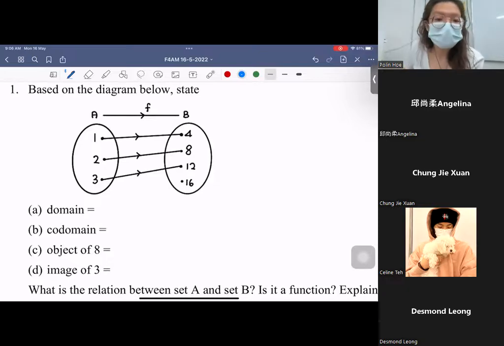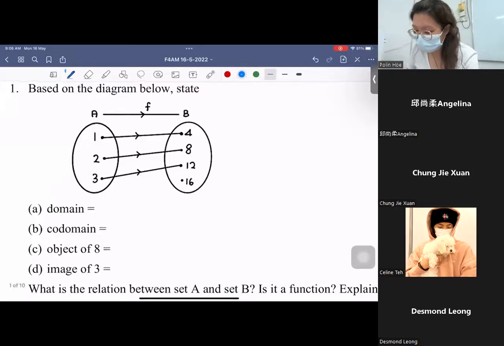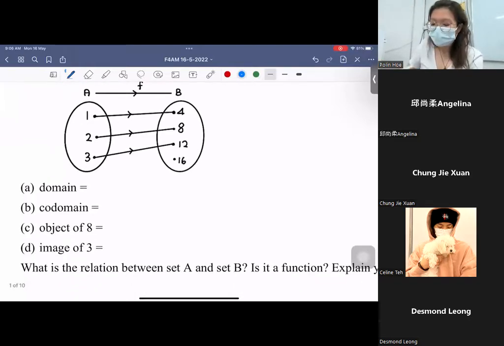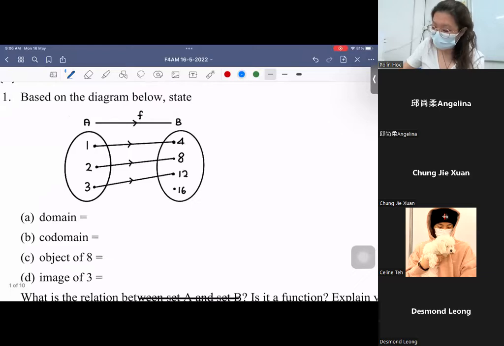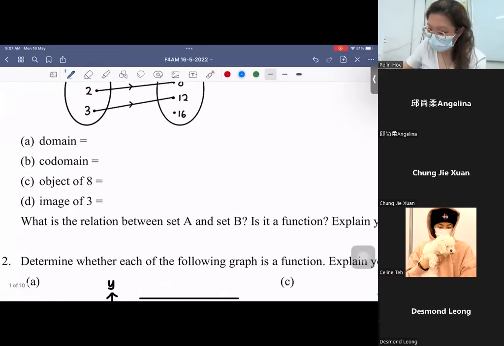Question 1. Based on the diagram, state the domain, the codomain, the object, and the image. Actually, I missed out one, range, but it's okay, later I can draw for you. So always remember domain. But at first, let's look at this. This function f will connect set A to set B. This is the bridge that connects A and B together. So domain will be the sets here. And remember, I use the word sets, so you should have curly brackets. So domain will be {1, 2, 3}.